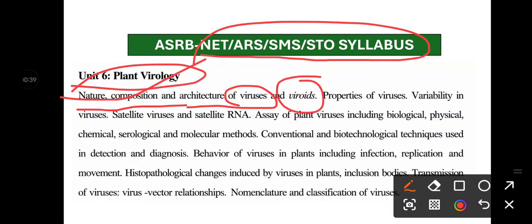Today we will discuss everything about the viroid, starting from the nature, composition, architecture. In addition to this, we will also discuss its localization in the plant cell, its movement, its transmission, then the classification of plant viroids, the detection methods used for plant viroid detection, and ultimately the management practices for this pathogen.